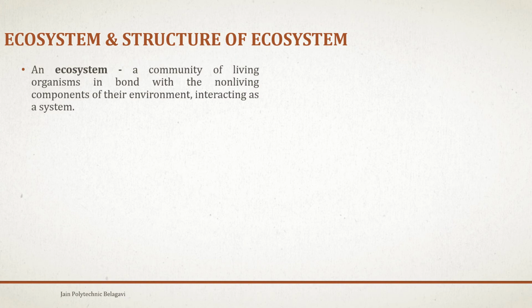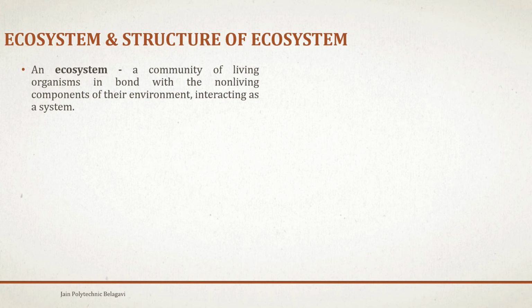An ecosystem is a community of living organisms in bond with the non-living components of their environment, interacting as a system. In the sense, whatever living organisms there are on the earth, like plants, animals, even including the microbes, which are capable of breathing. In the sense, they take in some type of gas and release some other type of gases. Those we call living organisms.